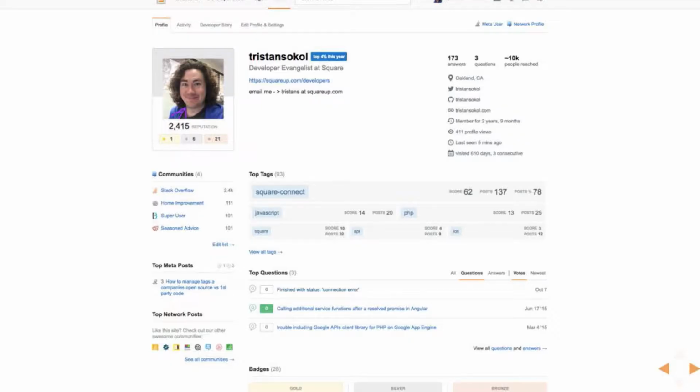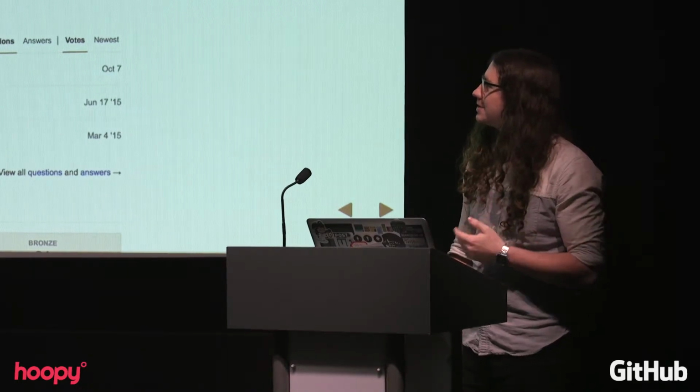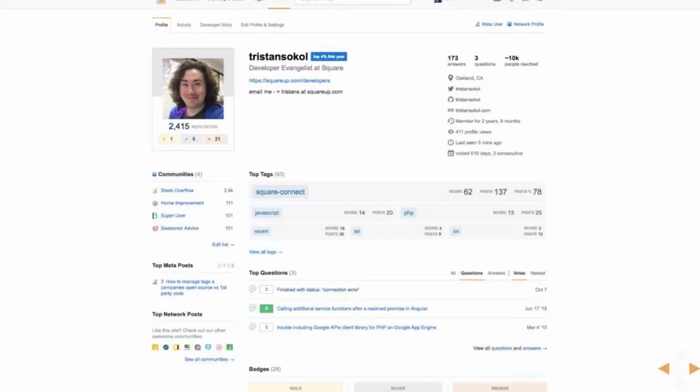I work at Square. I'm on our developer relations team. Up until last week, I was the only person on our developer relations team. Now I have a couple of friends. You can see in my profile that even though I may be in the top 4% this year, I still have a paltry 2,400 reputation. My tags are mostly revolving around questions that are asked about Square things. And I've also given some advice in home improvement and the cooking Stack Exchange.